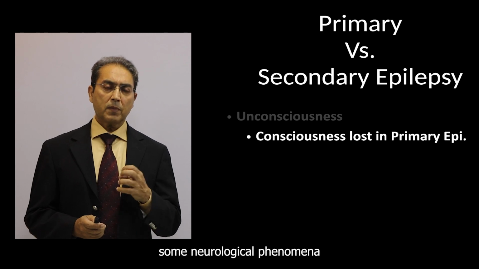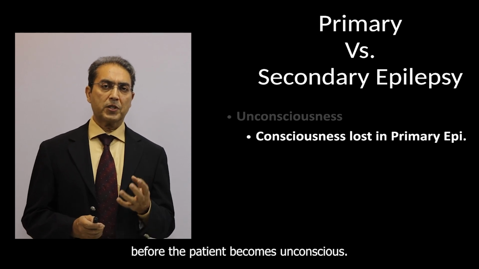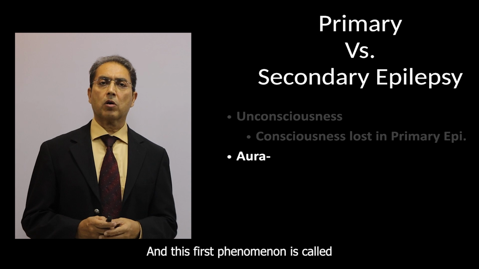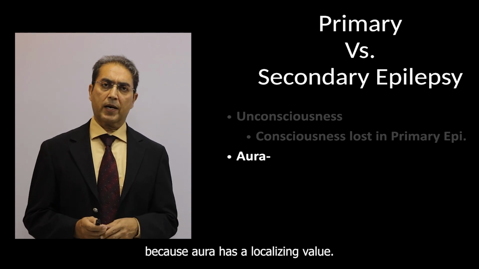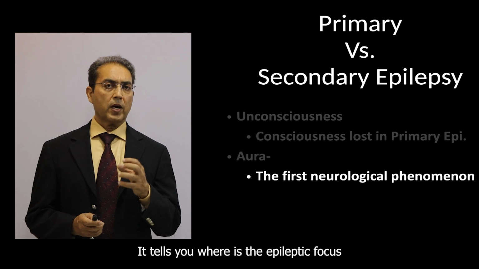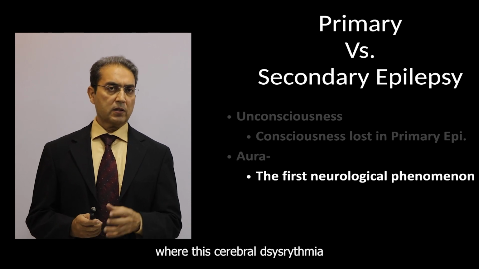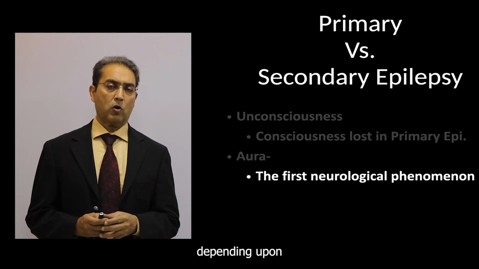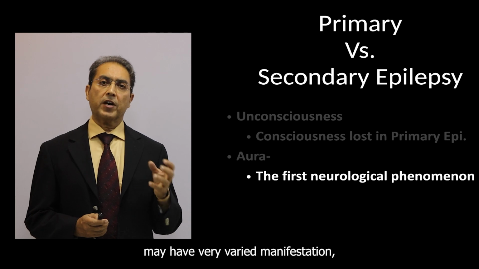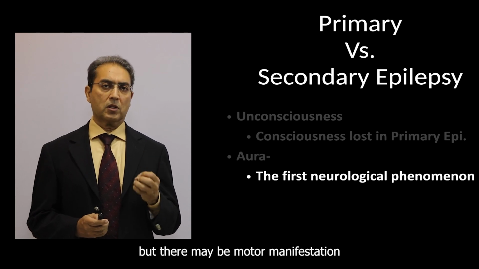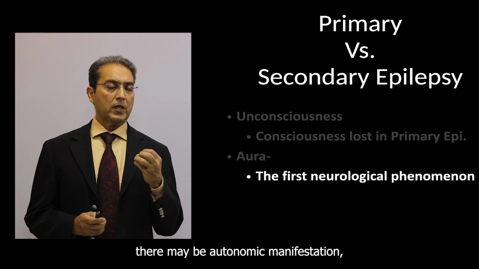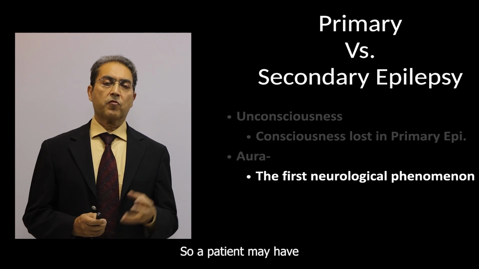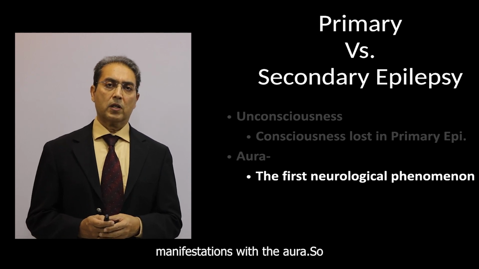But the patient who has some neurological phenomena which occur before the patient becomes unconscious, this is called secondary epilepsy. And this first phenomenon is called aura. Aura is important because aura has a localizing value. It tells you where the epileptic focus is, where this cerebral dysrhythmia actually arose from. And this can be very varied depending upon where the lesion is. There may be motor manifestation, sensory manifestation, autonomic manifestation, or manifestation from special senses. So a patient may have very varied manifestations with the aura.